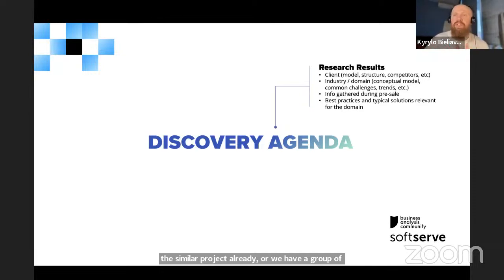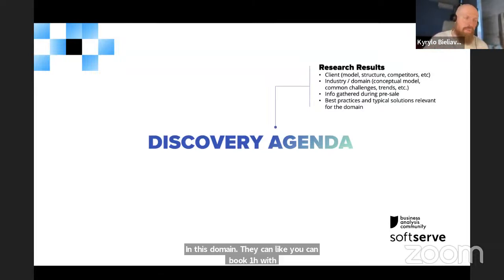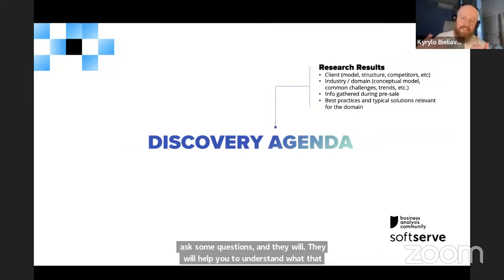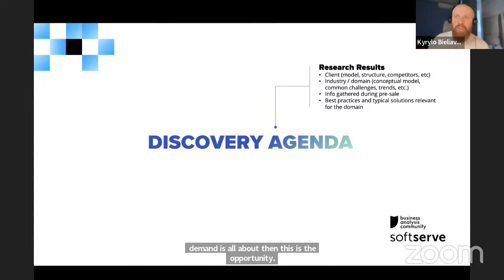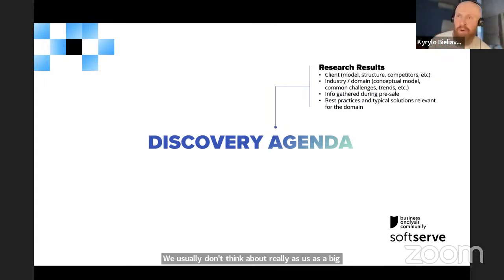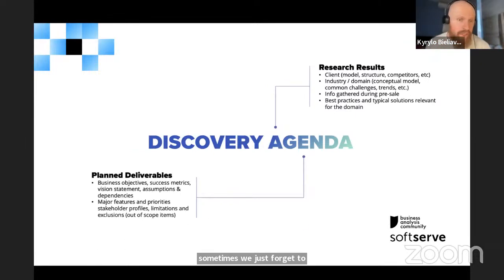You can book 1 hour with them and ask some questions, and they will help you understand what that domain is all about. This is an opportunity we usually don't think about. As a big company, we have a lot of people with different experience, but sometimes we just forget to ask our colleagues if they can help us with something, and they usually can. And then we need to plan the deliverables. We talked about what deliverables we need to create.